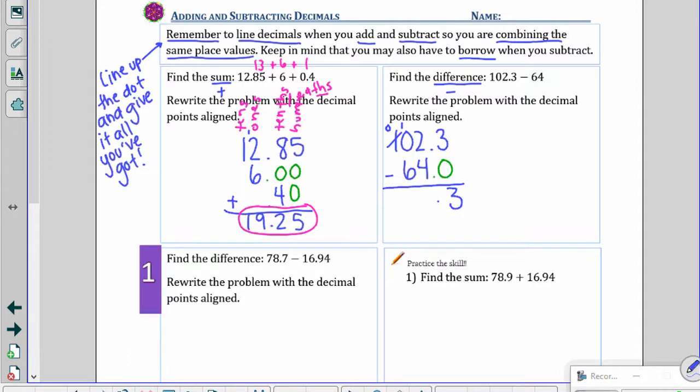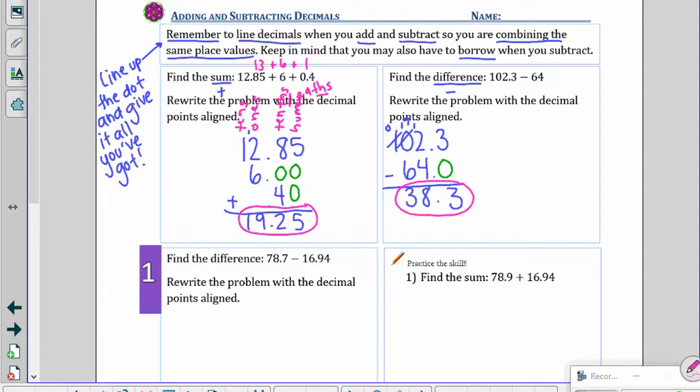Now we still need some help in that ones category. So we're going to cross this out. We're going to borrow 1 and turn that 2 into a 12. So 12 minus 4 is 8, and 9 minus 6 is 3. So there's our final answer there: 38 and 3 tenths.